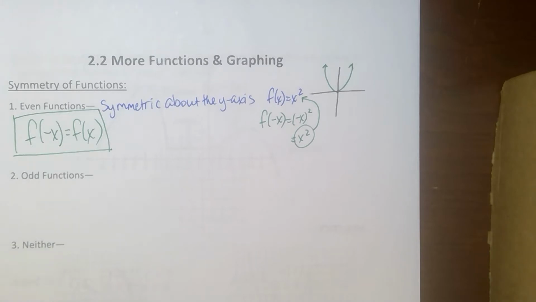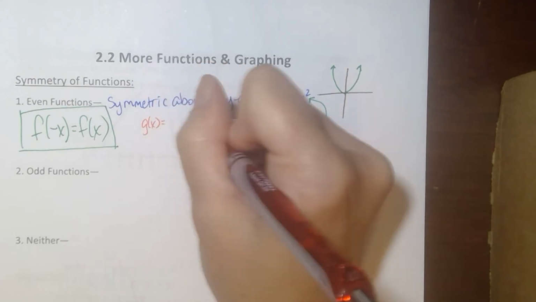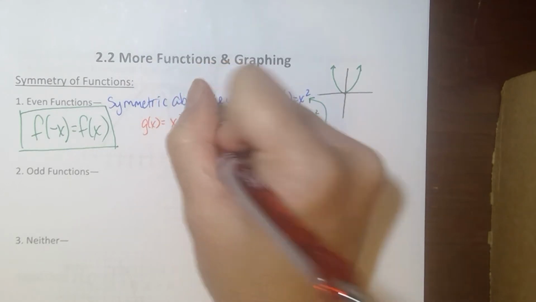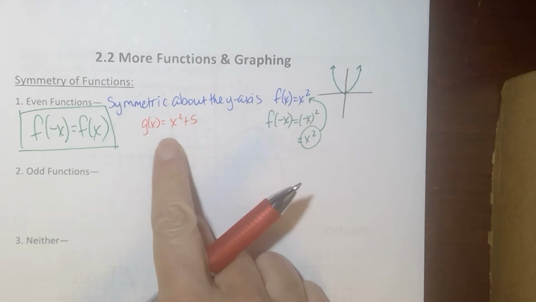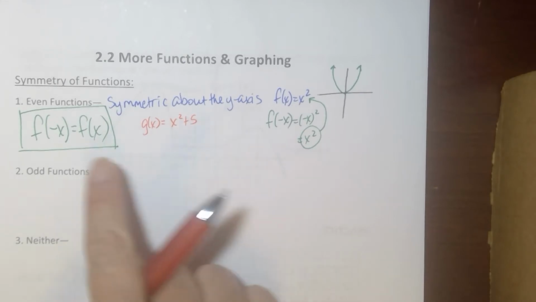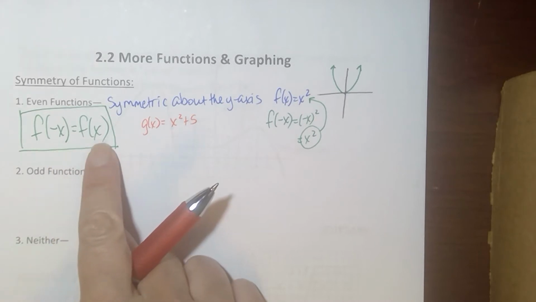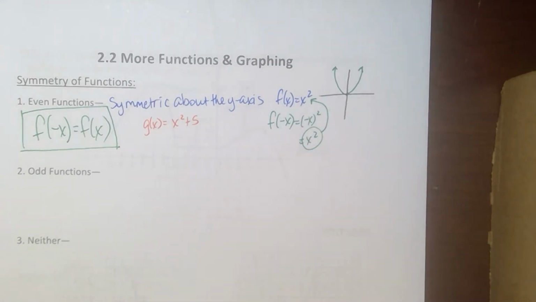Another example of an even function would be, let's say g of x equals x squared plus 5. Because when I plug in a negative x here, after I square that, nothing changes. So I have an even function. When nothing changes, when I plug in a negative x, I get out the same as what I started with. Nothing changes. I have an even function, and the graph of that function will be symmetric about the y-axis.